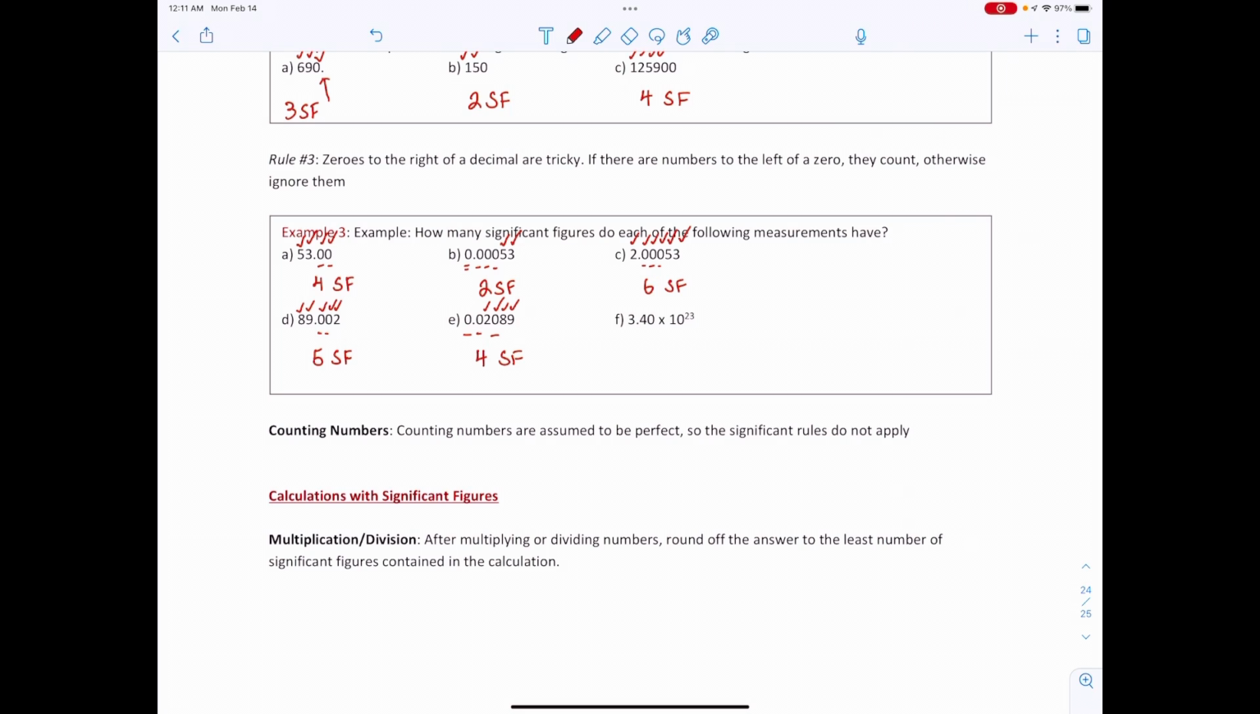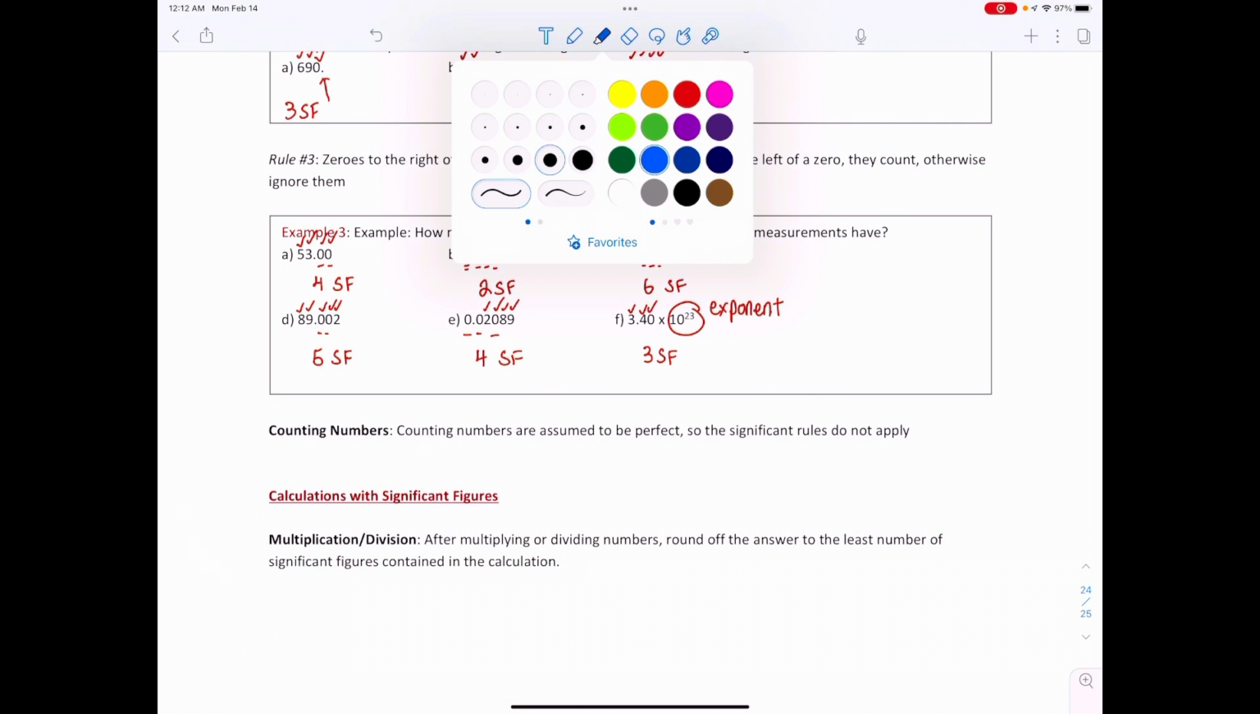In F, we have 3.40 times 10 to the power of 3. Okay, all 3 count for a total of 3 significant figures. Once again, just like in example 1, this is an exponent, so it does not count towards significant figures. Now keep in mind, when we're counting numbers, let's change the screen.